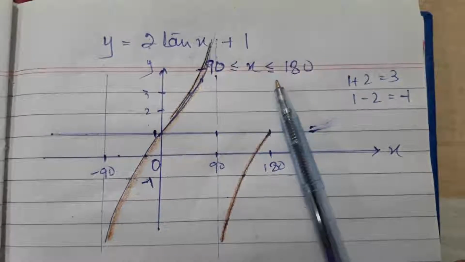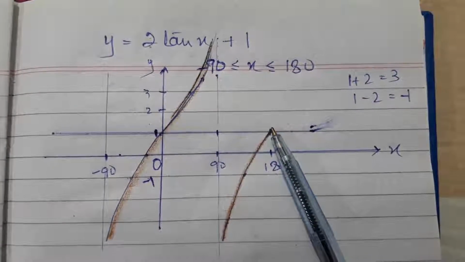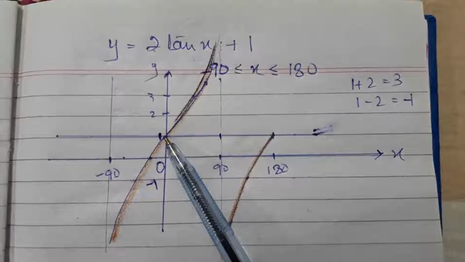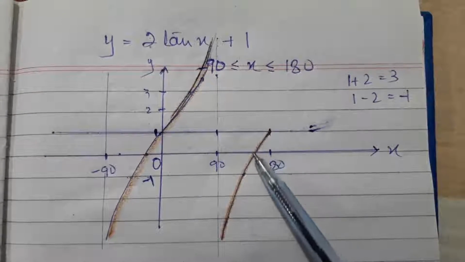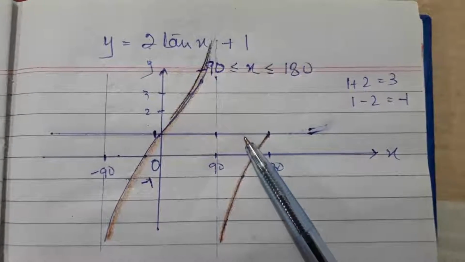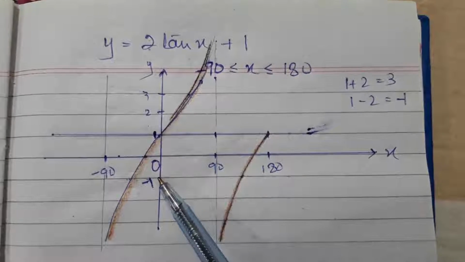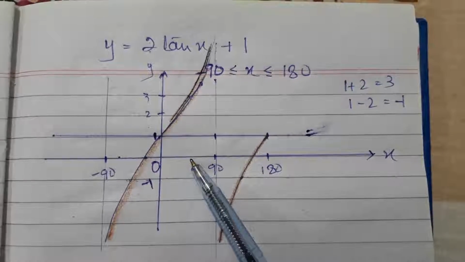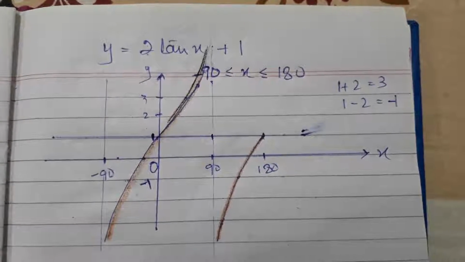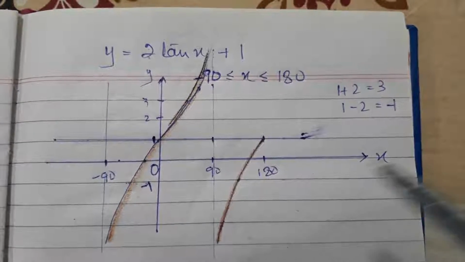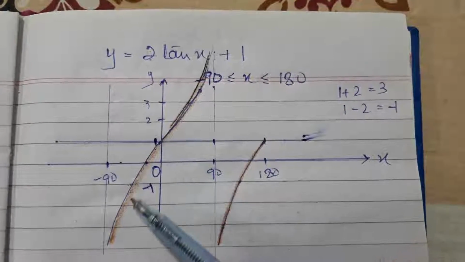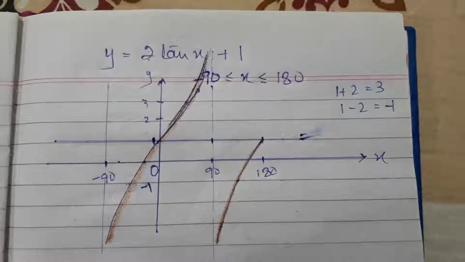Since the cycle period of the tan graph is 0 to 180, you can see it is going up from here. This is my axis of the curve, 1. So from 1 it is going down here. The half is 135, so at 135 it will pass through minus 1. Here halfway is 45, so it will pass through 3. Similarly here, you can see the graph will be like this.